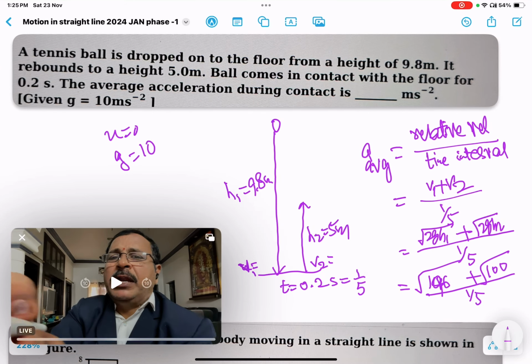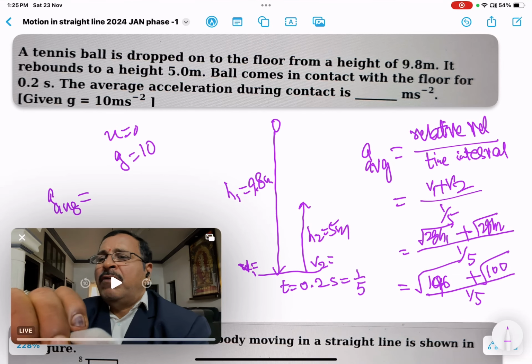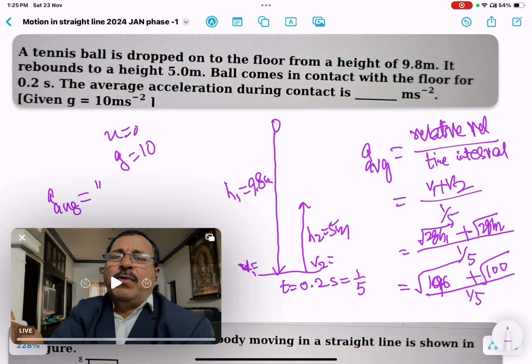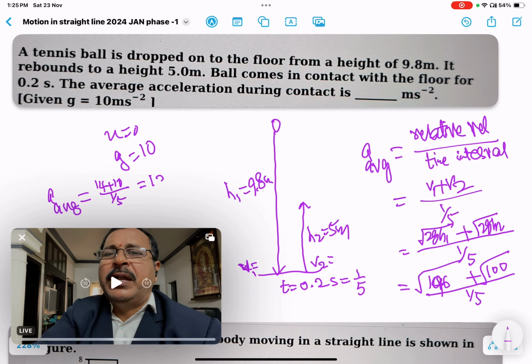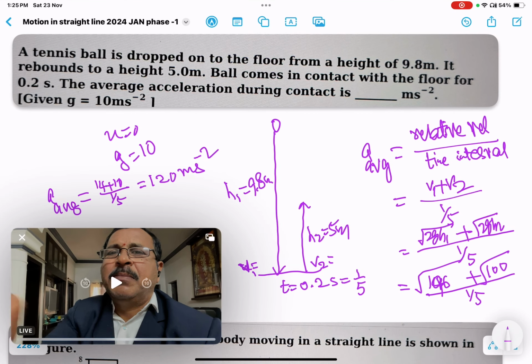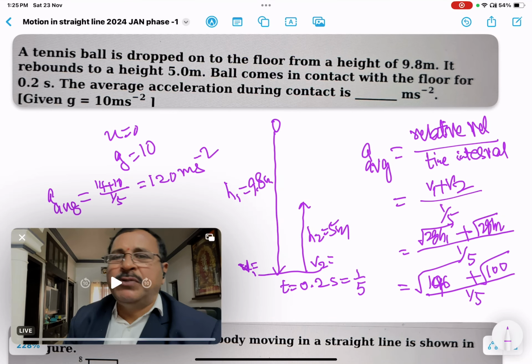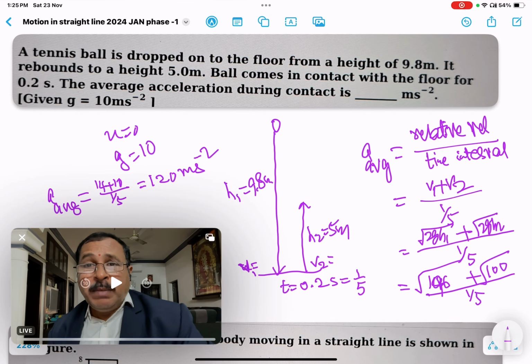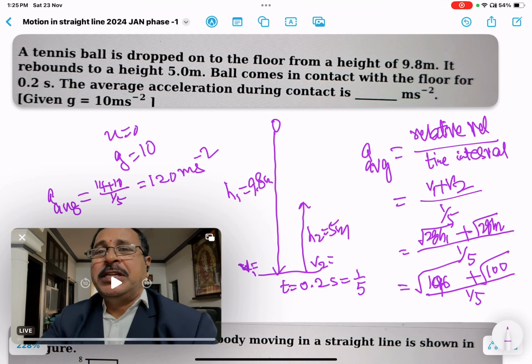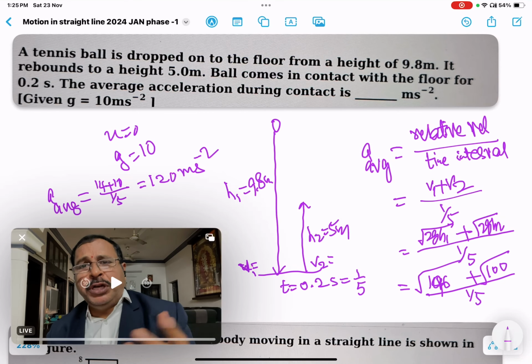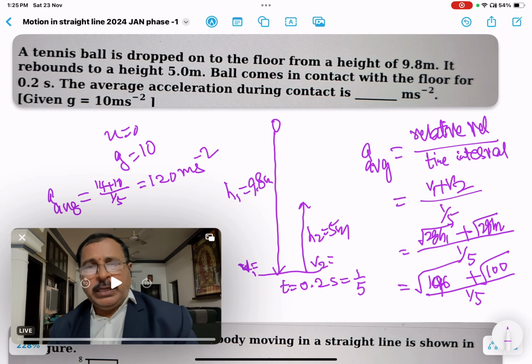Final answer: a average equals 14 plus 10 divided by 1 by 5. My dear students, 24 5s are 120. This is the answer: 120 meters per second square. So fill up the blanks. These are numerical value based questions asked in this entrance examination. In the last academic year, that is 2024 January phase 1 and April phase 2, 10 questions were given in section 2.